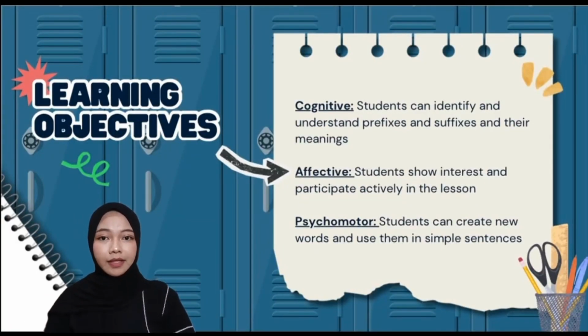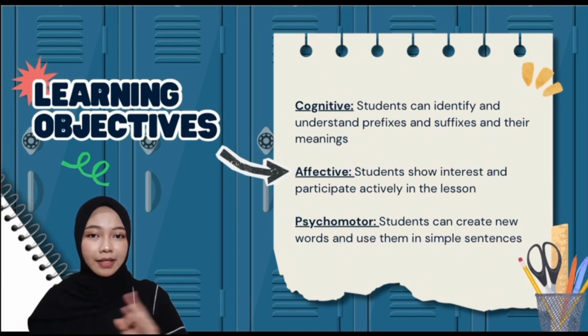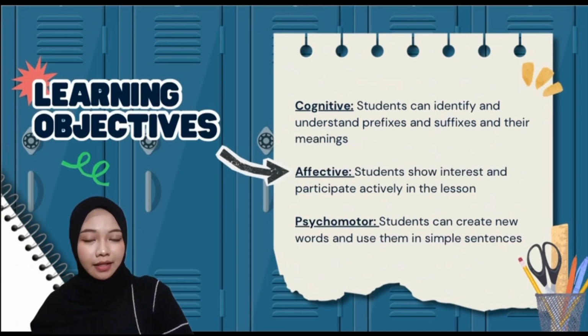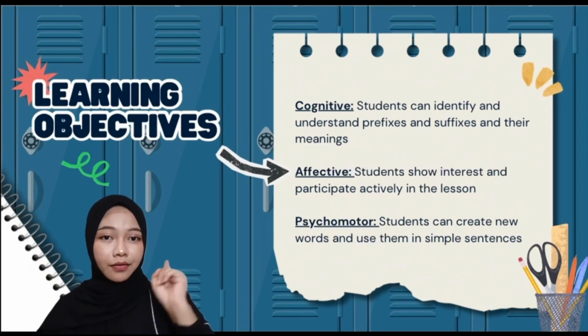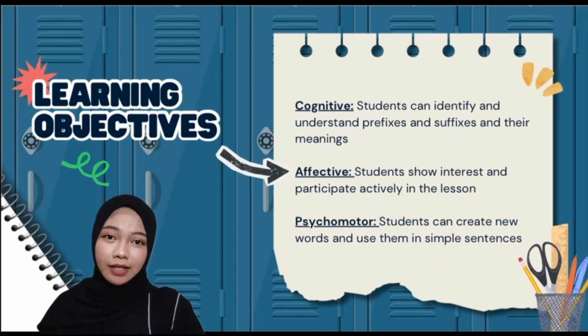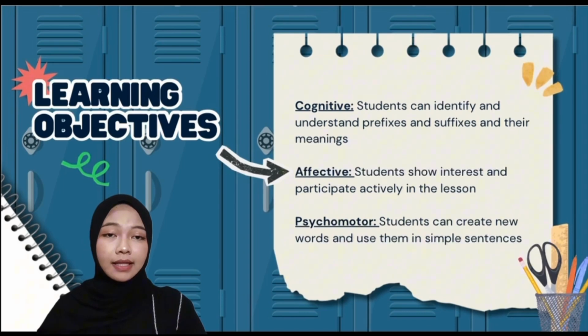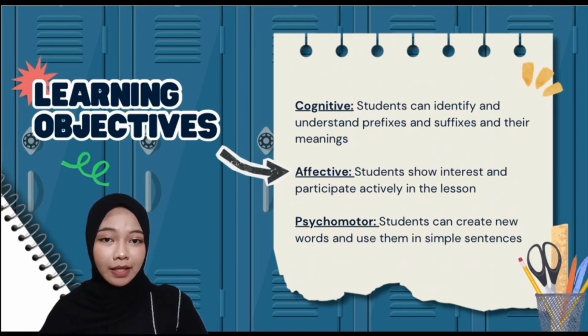Here, I'm the second presenter, and I will explain the learning objectives from our group. These learning objectives are divided into 3 main aspects: cognitive, affective, and psychomotor. The first is the cognitive aspect. In this aspect, students are expected to understand what prefixes and suffixes are, as well as their meanings. So, students do not only memorize, but they truly understand how prefixes and suffixes can change the meaning of a word.